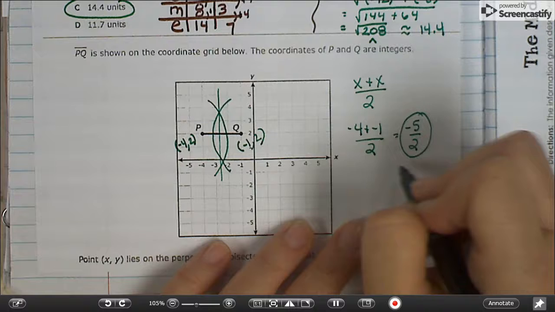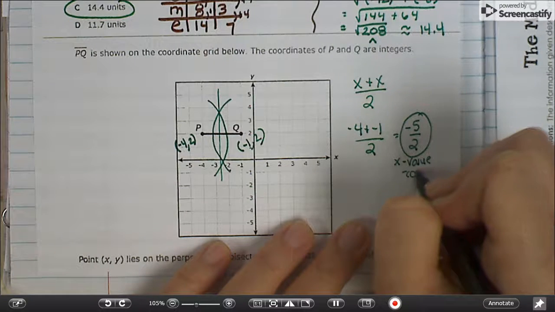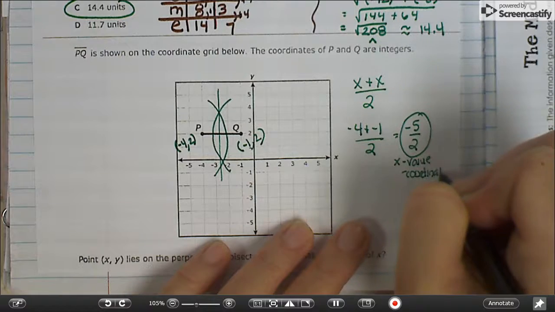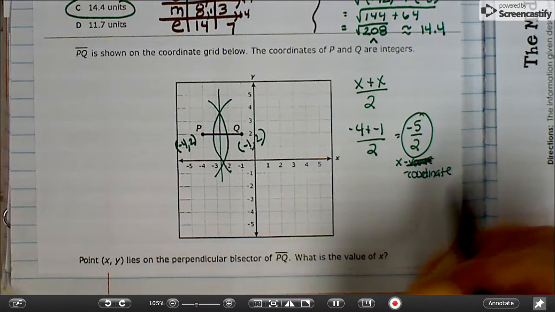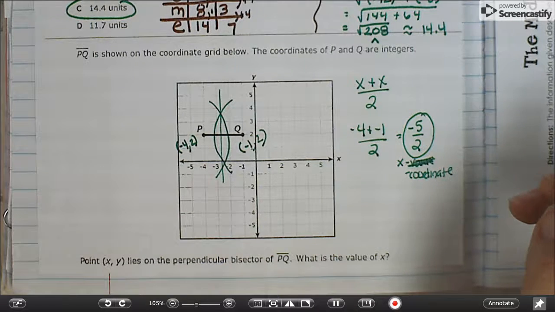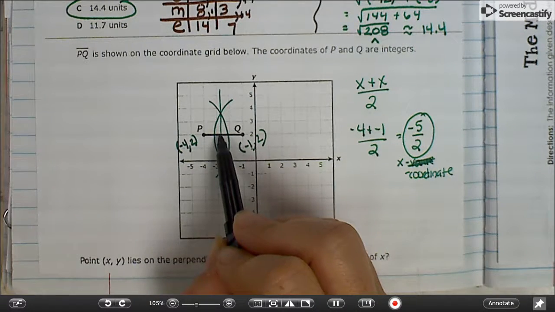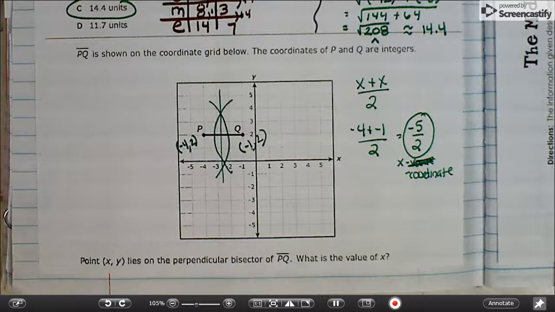This would be the X value, X coordinate would be the correct word. The X coordinate is negative 5 over 2. And in decimals, that would be negative 2.5. And if we look at my sketch here, negative 2.5 is exactly where my bisector meets.